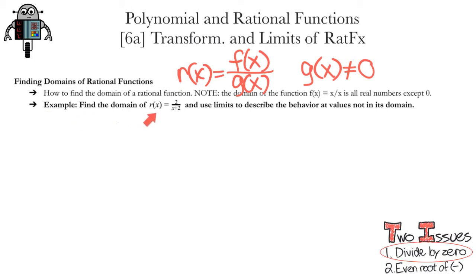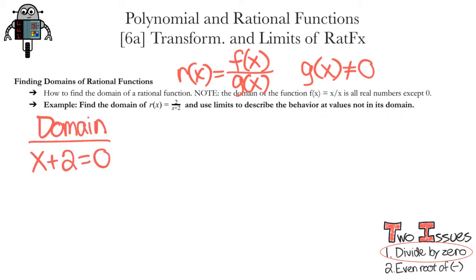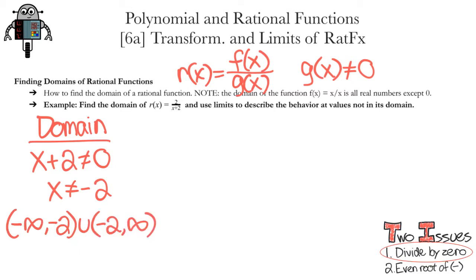Find the domain of r of x and use limits to describe the behavior at values not in its domain. To find the domain, we set the denominator equal to 0 and solve for x. Therefore, when x is negative 2, r of x is undefined. So x can't be negative 2, and the domain is negative infinity up to negative 2, union negative 2, comma infinity. And we use parentheses to communicate that x can't be negative 2 or infinity.